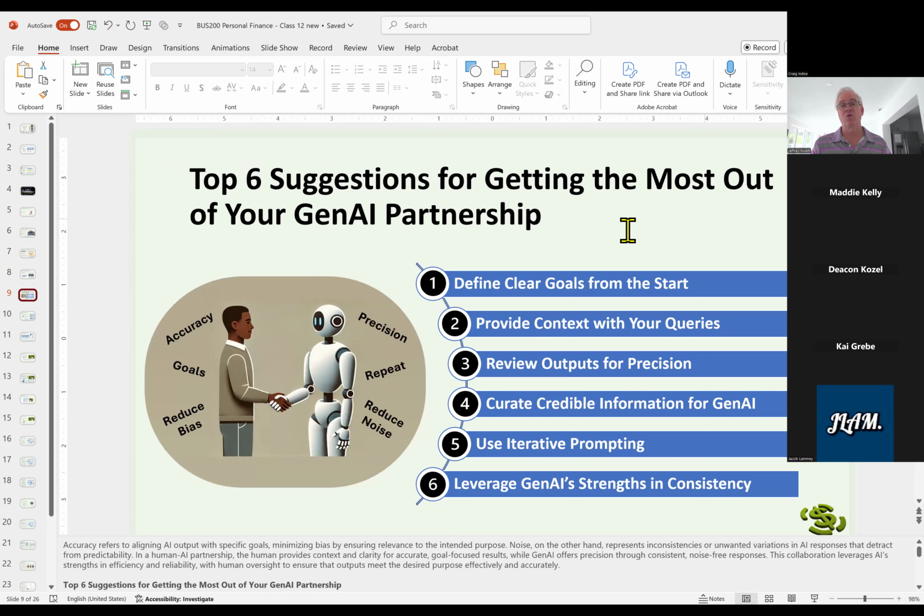Okay, so since Gen AI is a kind of a new thing, and we've been using ChatGPT and other forms of Gen AI in our class, I've talked about some best practices about getting the most out of it. But I wanted to show it to you in a kind of a concise format.